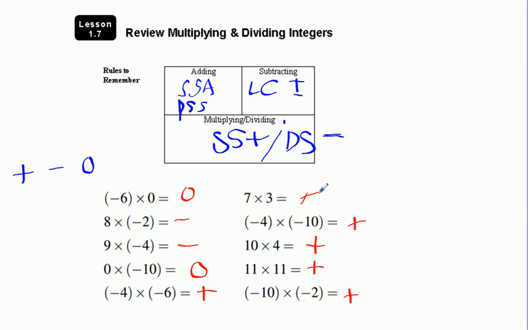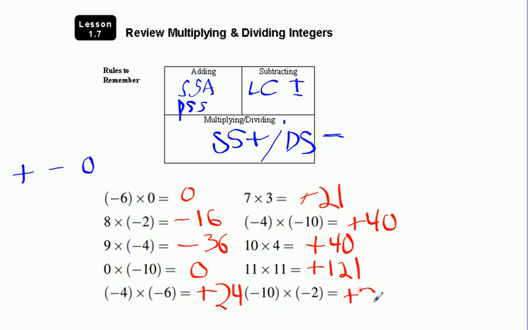First one was 0. Second one is positive 21. Third one is negative 16. Next one over here is positive 40. Next one over here is negative 36. Over here is positive 40. 0, we already talked about that one. 11 times 11 is 121. Negative 4 times negative 6 is positive 24. And 10 times 2 makes positive 20.